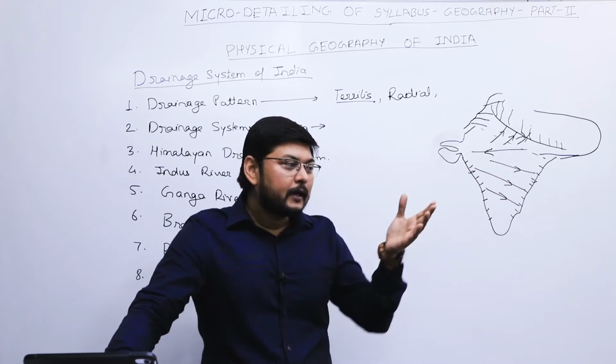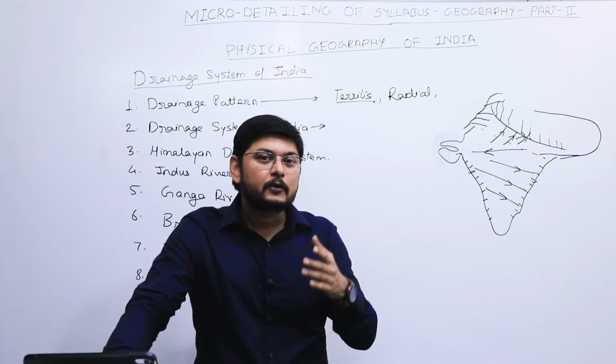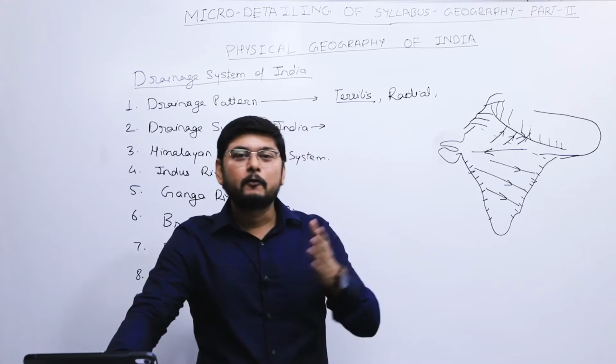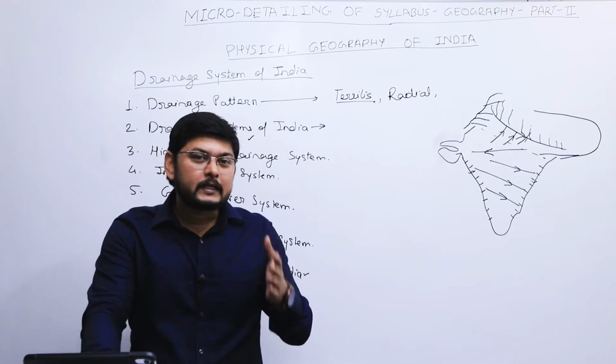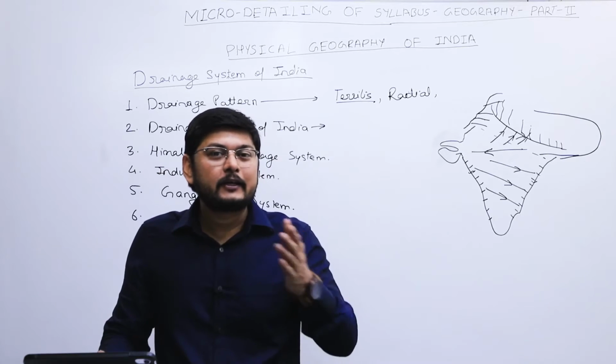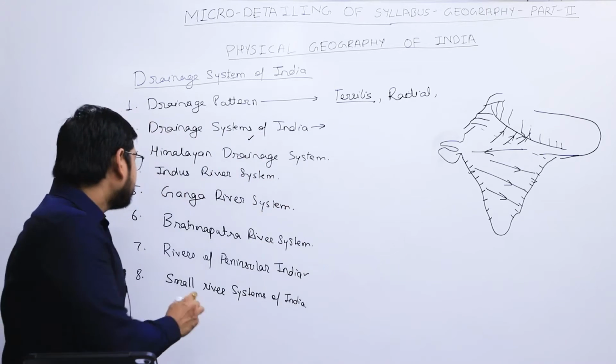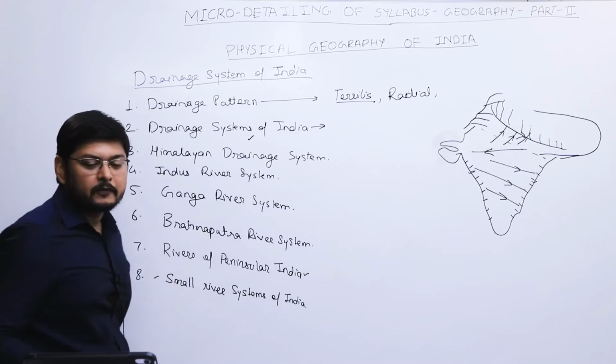Therefore, we need to understand from where these rivers are originating and where they are flowing. What is the course of the river? What are the major important cities they are draining? We'll be studying those in the part of the smaller river systems of India.